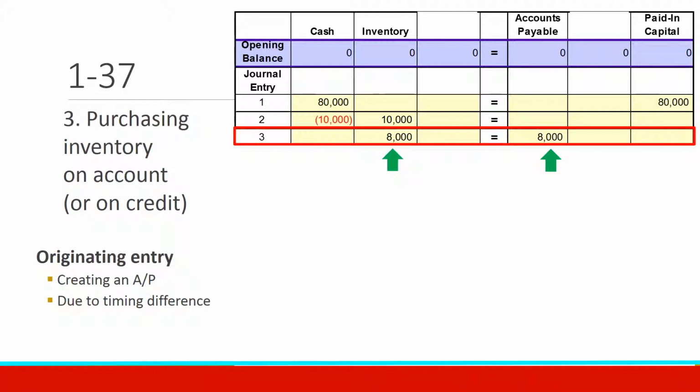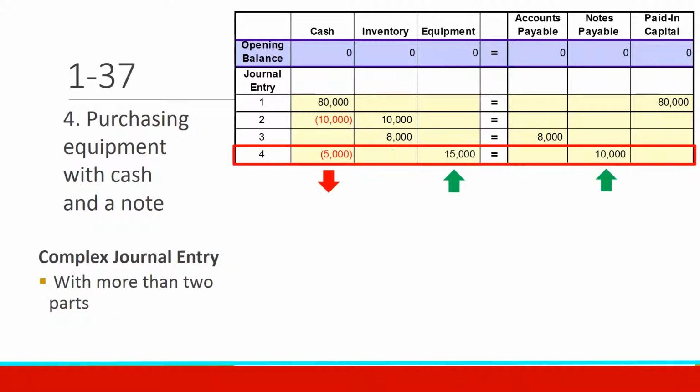To accommodate this timing difference, we end up creating some special accounts, and one of them is an accounts payable. What accounts payable means is at some point in the future, we will be paying an amount we owe to somebody. And this kind of entry that we're doing right now, where we're creating an account payable, is called an originating entry. And later in this example, we'll see instances of reversing entries.